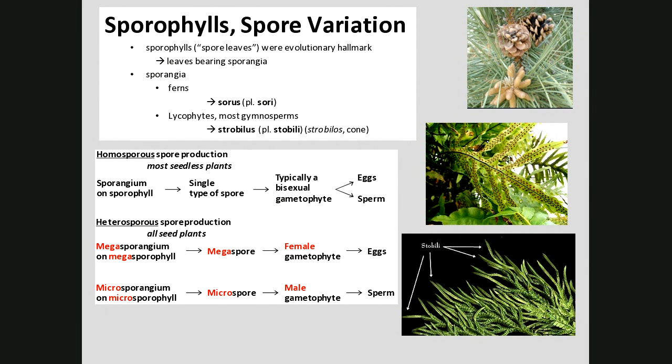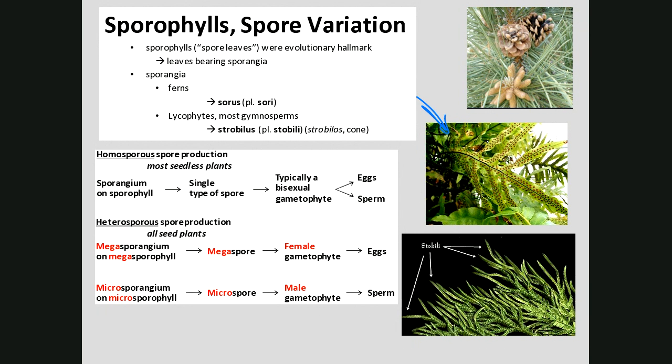So any leaf that bears spores, whether it looks like a leaf or it looks like a pine cone, like you see in that picture, is called a sporophyll. Okay, and on sporophylls there are sporangia, and in ferns those are those dots again, right? Sorus or sori. Just like you saw, there they are. So the sporophyll is the leaf that contains the sporangia.